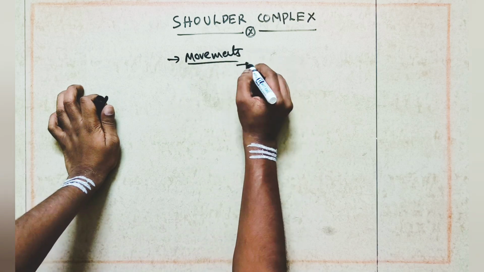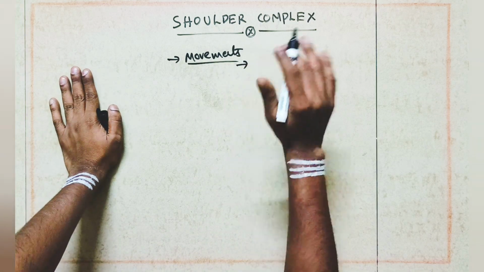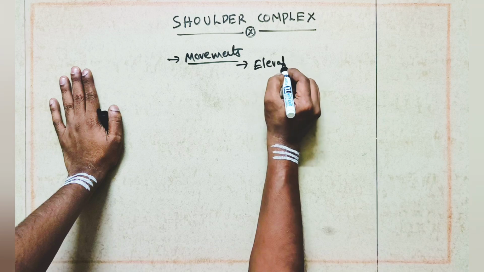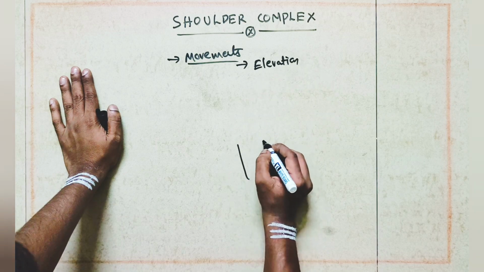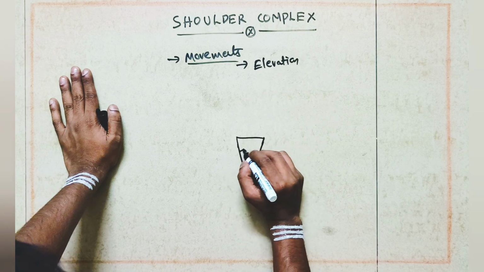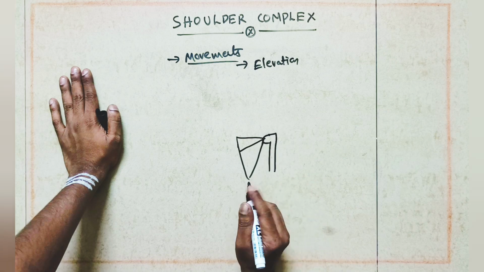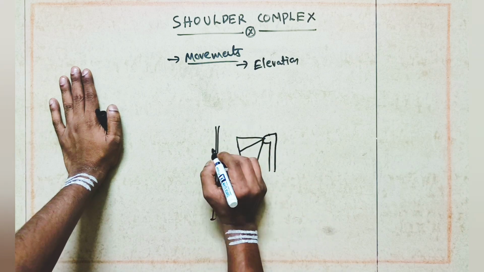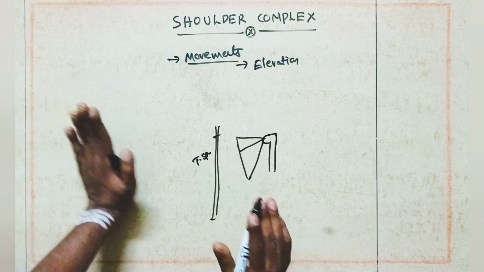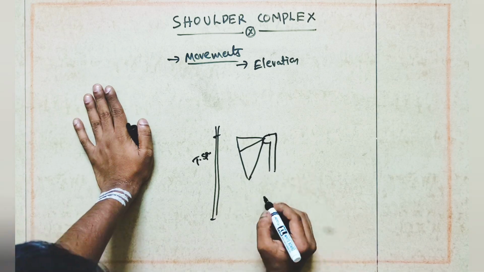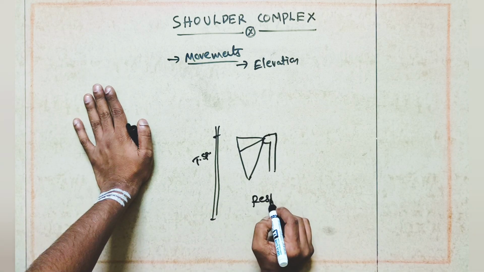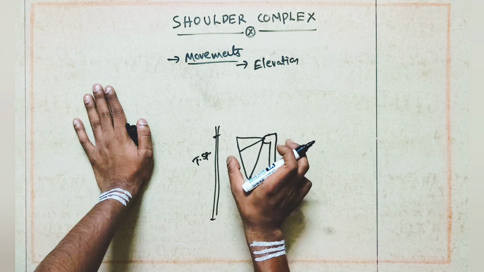If we look at the movements of the shoulder complex, we have so many movements. First, for example, the elevation movement. Suppose we take the scapula, it will be like this. Here is the spine of the scapula, and this is the head of the humerus. We are seeing it posteriorly. Here we'll have the thoracic spine. Now the patient is in the resting position, that means a stable position.